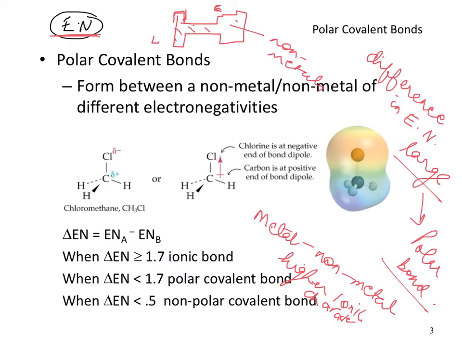So if you're considering a covalent bond, first off, you must have the bond between the two non-metals, but within that, the difference in the electronegativity is going to be stark. It's going to be gigantic. Over here, I'm showing you an example, which is methyl chloride or chloromethane. Notice I have 3 CH bonds.